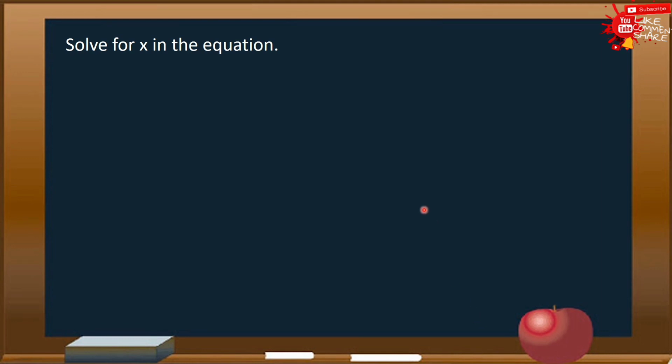Now, let us have our fifth example. So, we have here 3 times the quantity of x minus 2 plus 2x is equal to 2 times the quantity of x plus 6 minus 18. So, we have here multiplication over addition and subtraction. So, we will use distributive property. So, we will distribute 3 to x and 3 to negative 2. At the same time, we have 2 to x and 2 to positive 6.